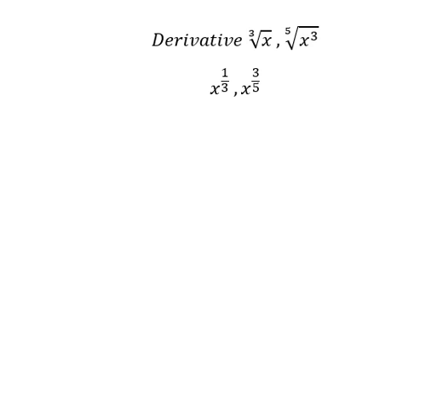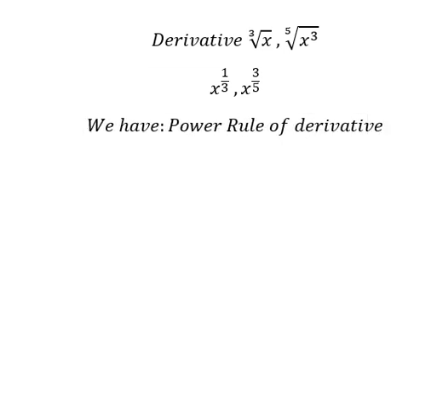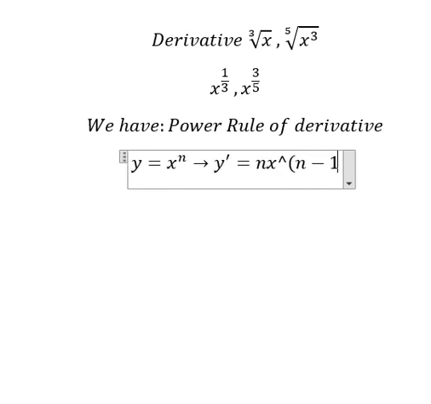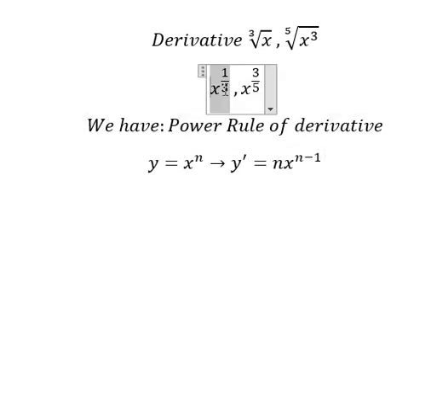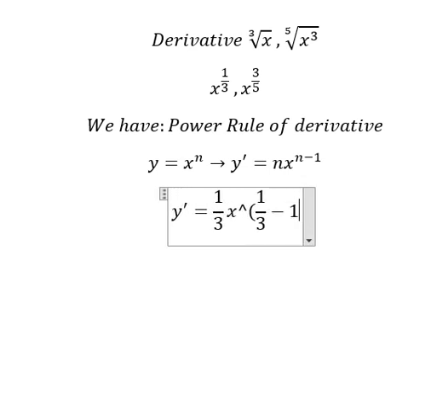Next we have the formula here, that is the power rule of the derivative. For example, we have y equals s to the power of n. If we do the first derivative, we have n s to the power of n minus 1. So if we do the first derivative of s to the power of 1 over 3, we have 1 over 3 s to the power of 1 over 3 minus 1.